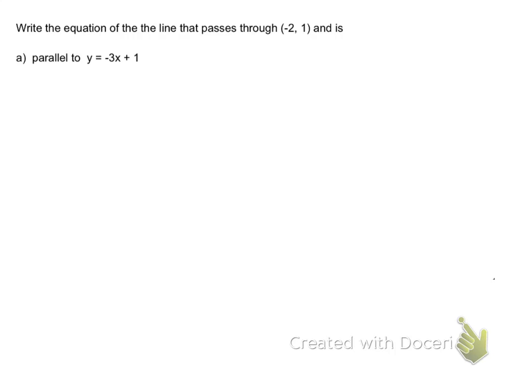Next, we're going to write the equation of the line that passes through negative 2, 1 and is parallel to y equals 3x plus 1. The only thing that we need from this equation is the slope, which is 3. Remember, if two lines are parallel, then they must have the same slope. I'm not using any other information from that line, because I want the equation of the line that goes through this point and is parallel, so it has the same slope. Once I've gotten the slope from it, I'm done with that equation.